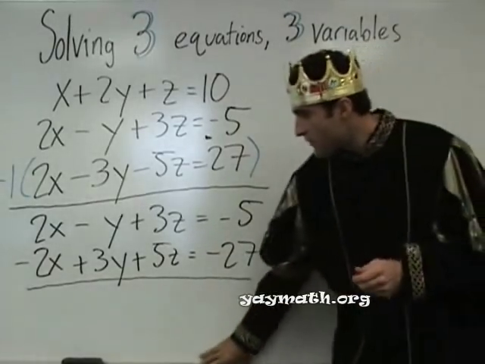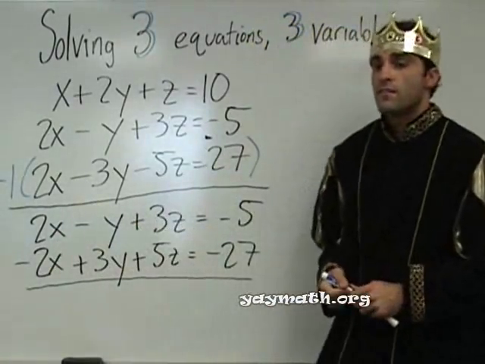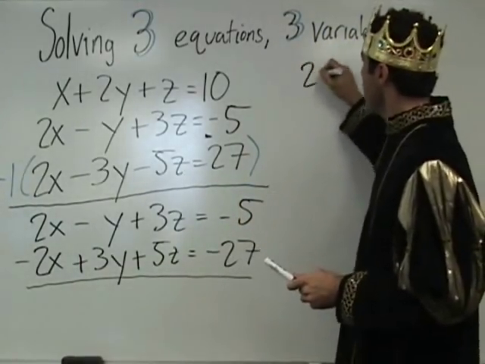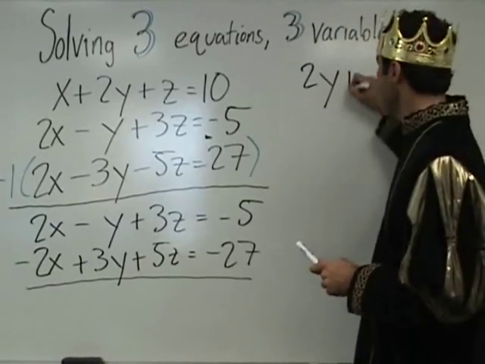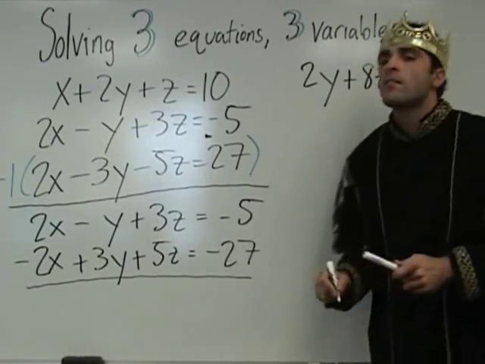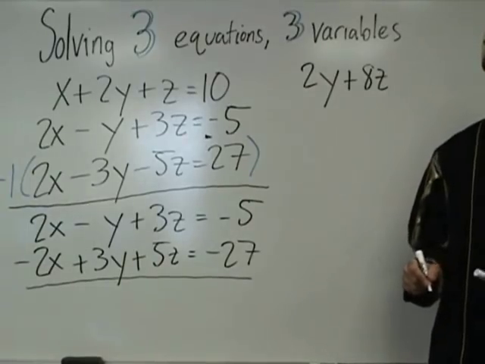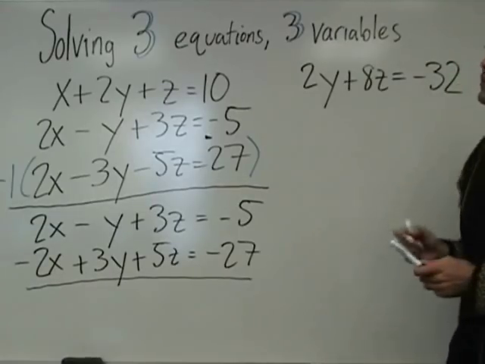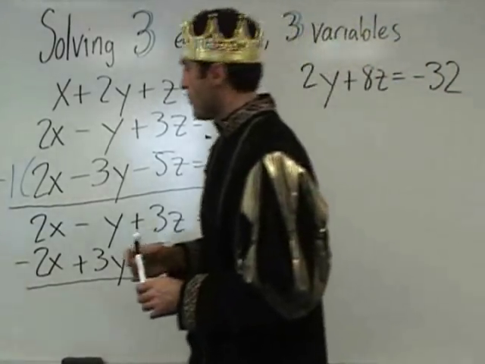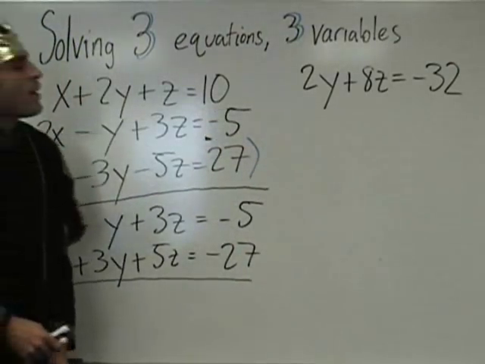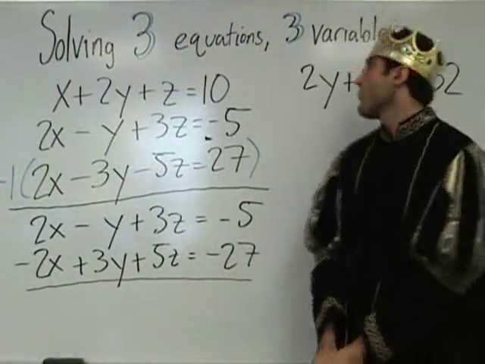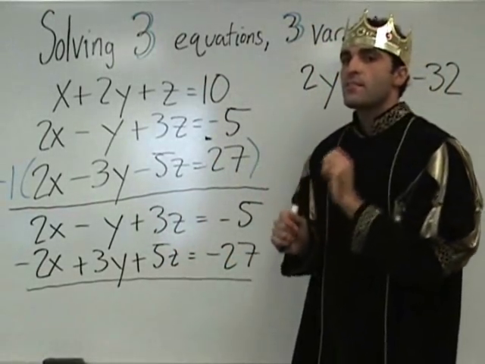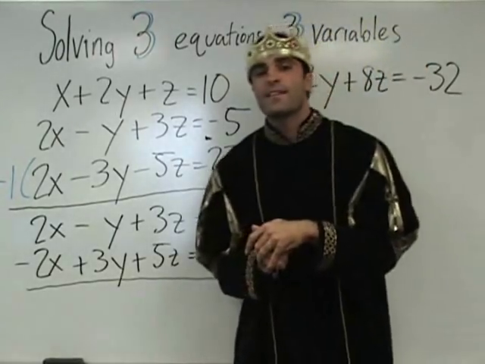Once we add them, observe the x's will cancel each other out. So leaving what? 2y, 8z, equals -32. Okay, good. So we have one equation now with two variables. Now, we need another equation with y and z in it. So we go back to the originals and pick another 2 to eliminate x again. Any questions about that? That's all it is.